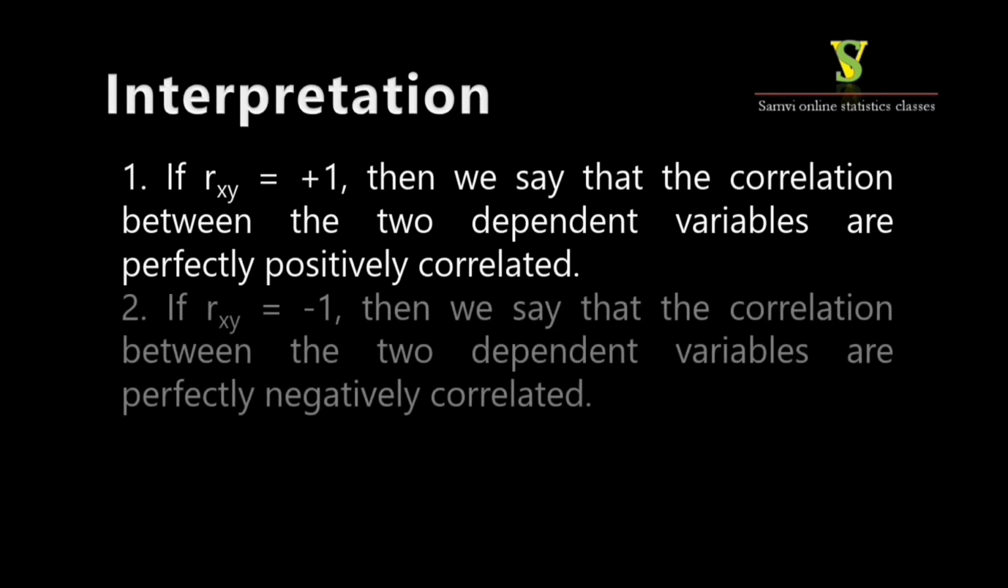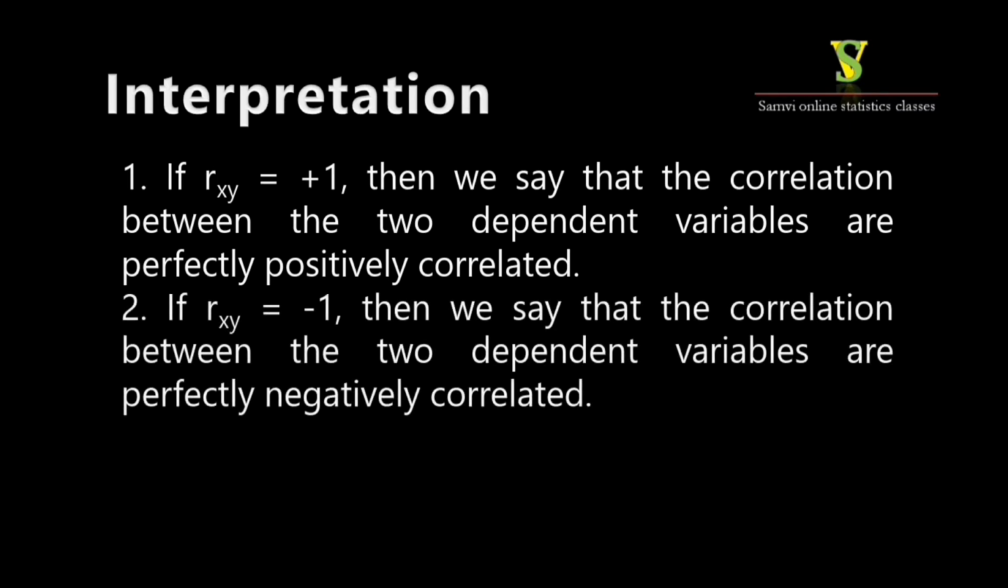Second one is, if rxy is equal to minus 1, then we say that the two variables are perfectly negatively correlated. The meaning is, by using Karl Pearson's coefficient of correlation, if you get the result minus 1, then we can say that it is a perfect negative correlation between the variables x and y.